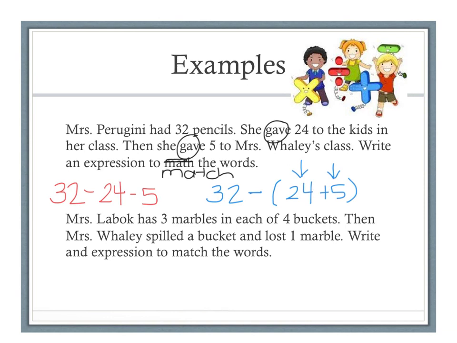Let's look at another one. Mrs. LeBach has 3 marbles in each of 4 buckets. That's telling us that they have the same number in all of the buckets. Then Mrs. Whaley spilled a bucket and lost 1 marble. Write an expression to match the words. Well, since Mrs. LeBach has 3 marbles in each of the 4 buckets, we're going to be multiplying. We need to put that in parentheses because that's the total we have before Mrs. Whaley spills one and loses it. Because she's spilling it and losing it, we are subtracting that 1 marble from our total. Notice, I'm not finding a value for the expression and solving it. I'm simply writing an expression that matches the words.